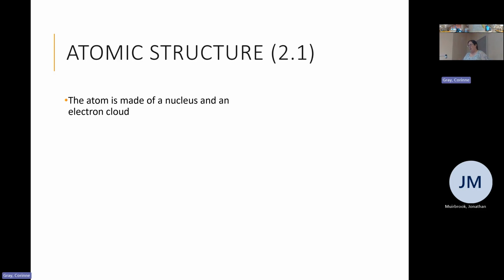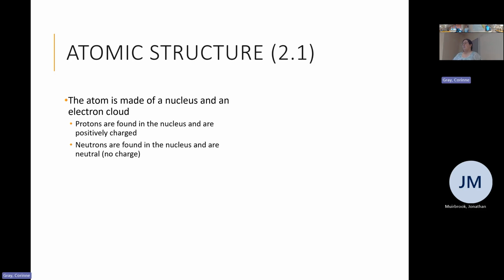So for the atom, you have your protons. These are your positively charged objects. They are inside of the nucleus. You also inside the nucleus have the neutron, neutral charged object. And then in the electron cloud, you have the things called electrons, and those are going to be your negatively charged particles.